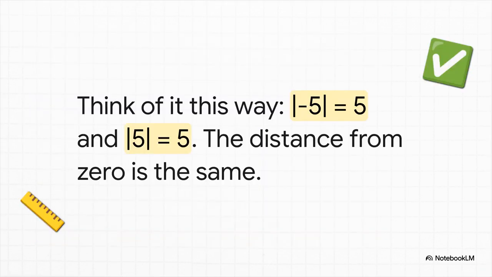Just think about it like this. If you're at 0 and you walk 5 steps to the left, you're at -5. If you walk 5 steps to the right, you're at +5. In both cases, how far did you walk? 5 steps. The distance is exactly the same. The direction just doesn't matter for absolute value.